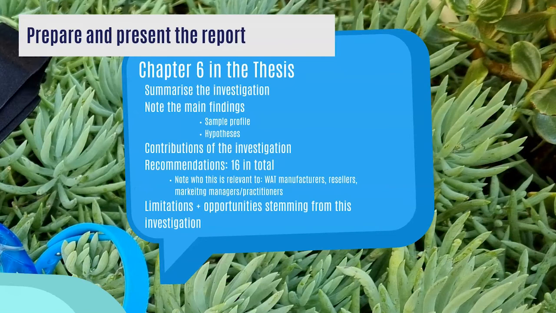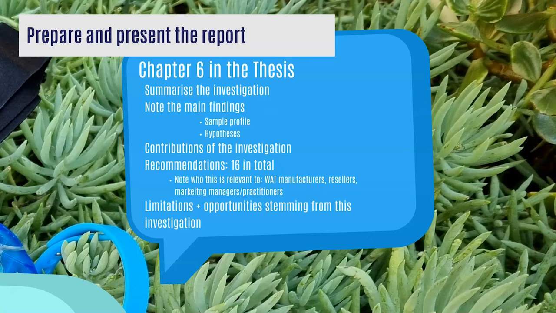So now we know that that's the final model, but now we have to prepare and present the final report. And this is basically chapter 6 in the thesis. First, you start with summarizing the investigation, and then you note the main findings. So you have your sample profile, because you have to keep in mind who's going to read this investigation. If it's for a wearable activity tracking device manufacturer like Garmin, Polar, Suunto, or Fitbit, they would want to know what their probable sample looks like. Then your main findings in terms of the hypotheses. Now that's done, what are the actual contributions of this investigation, and then your recommendations.